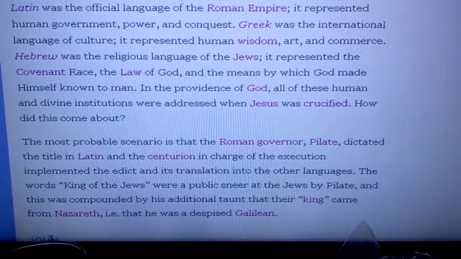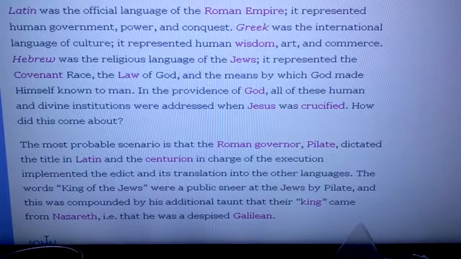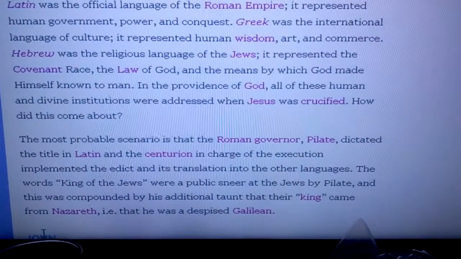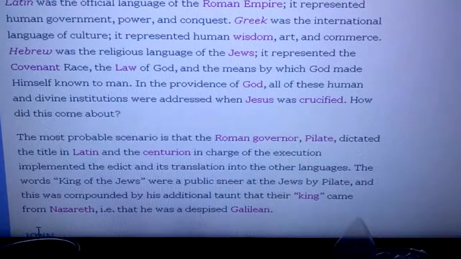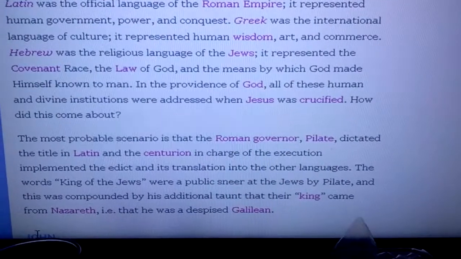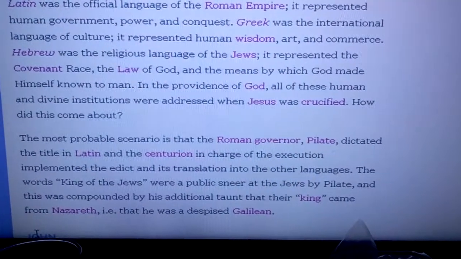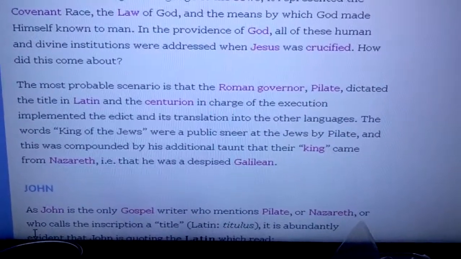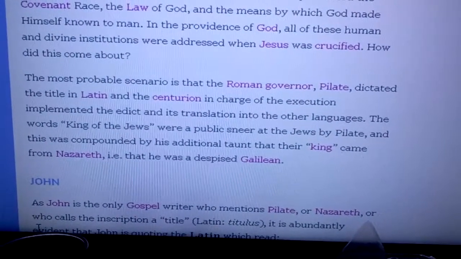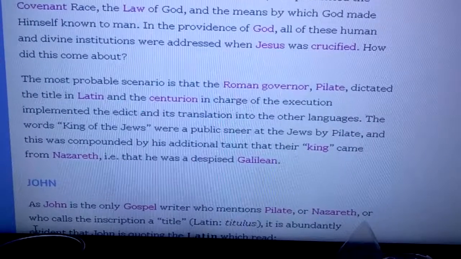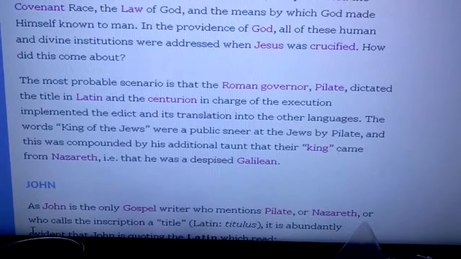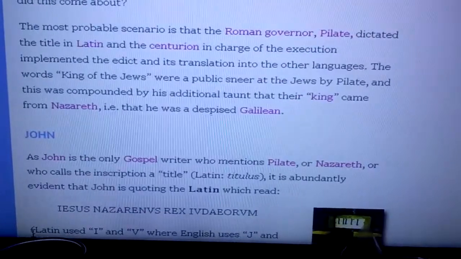How did this come about? The most probable scenario is that the Roman governor Pilate dictated the title in Latin, and the centurion in charge of the execution implemented the edict and its translation into the other languages. The words "King of the Jews" were a public sneer by Pilate at the Jews, compounded by his additional taunt that their king came from Nazareth, i.e., that he was a despised Galilean.